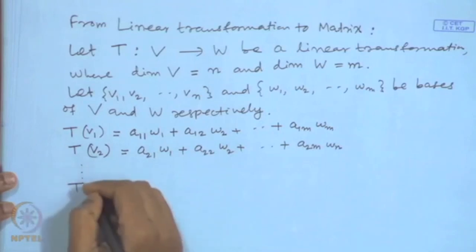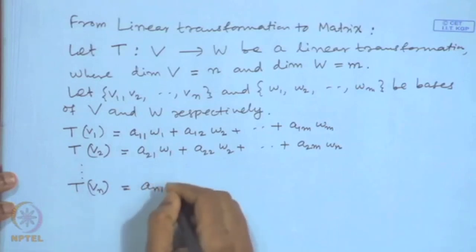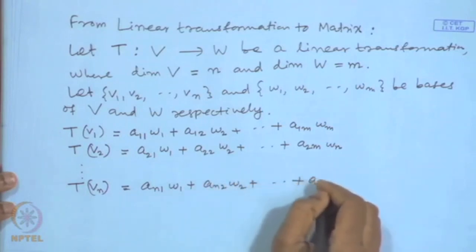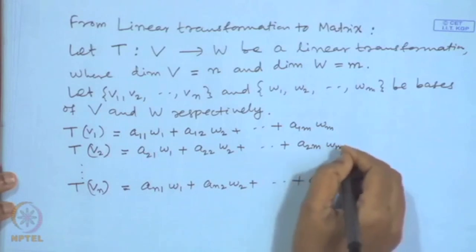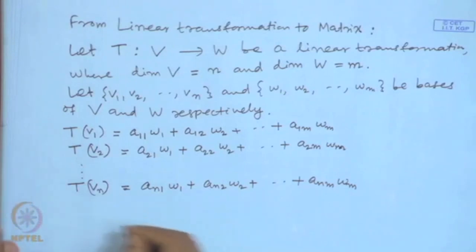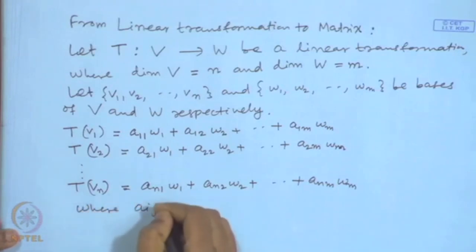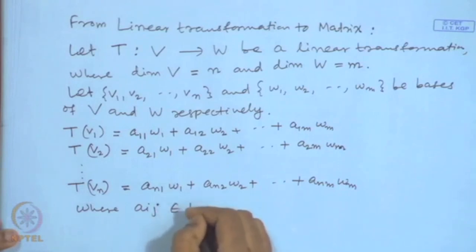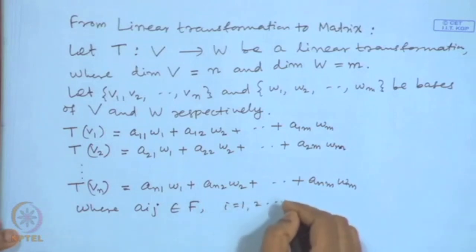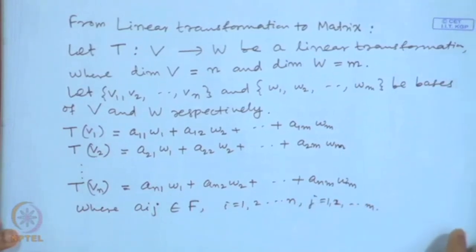Like this, T of Vn, the image of Vn, is equal to An1 W1 plus An2 W2 plus Wm. So, here all these Aij's, where i is from 1 to n and j is from 1 to m, they all belong to this field F.